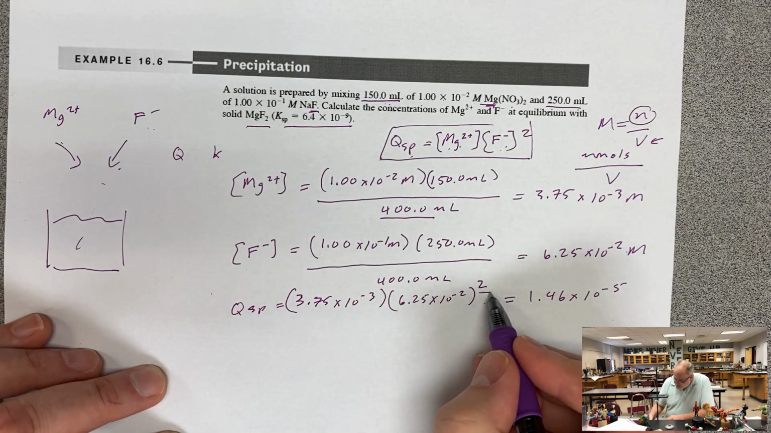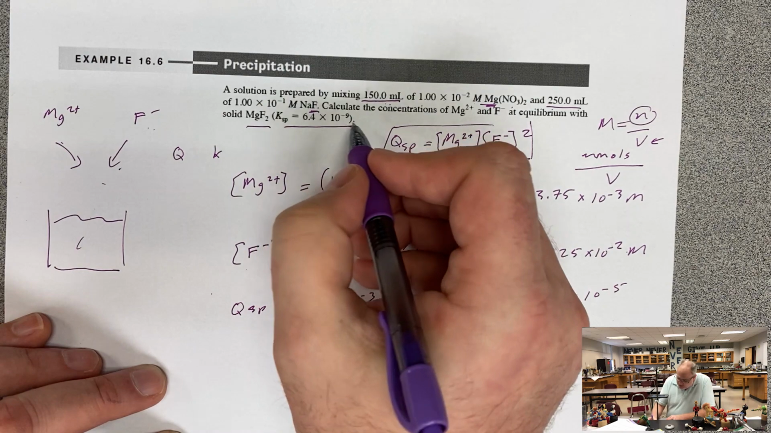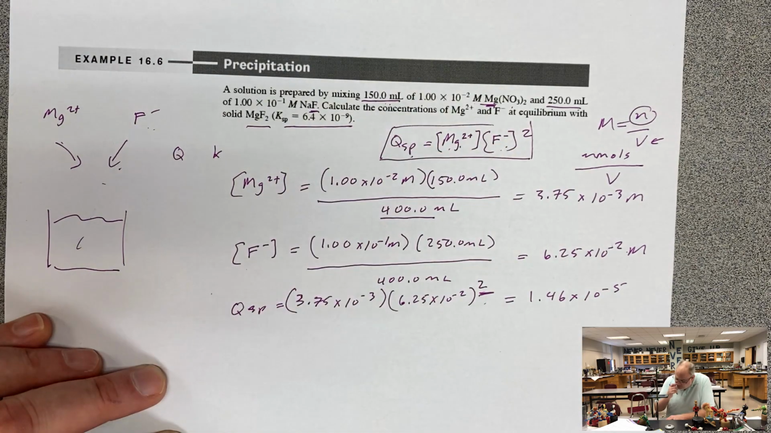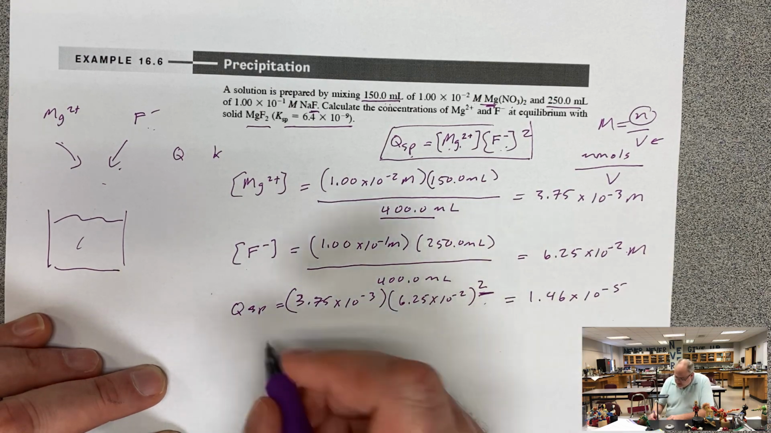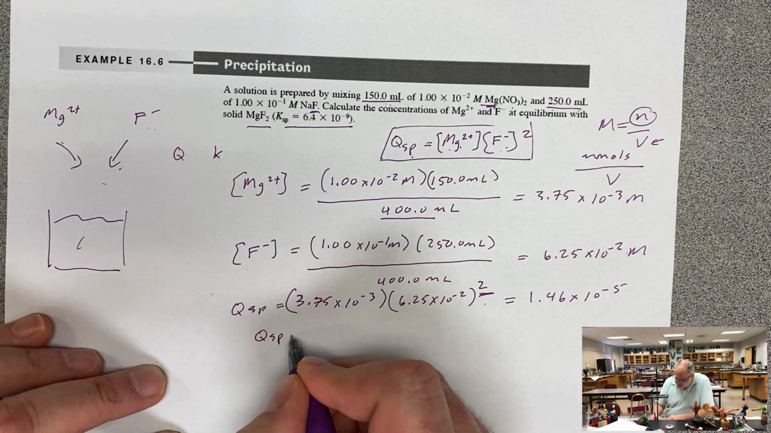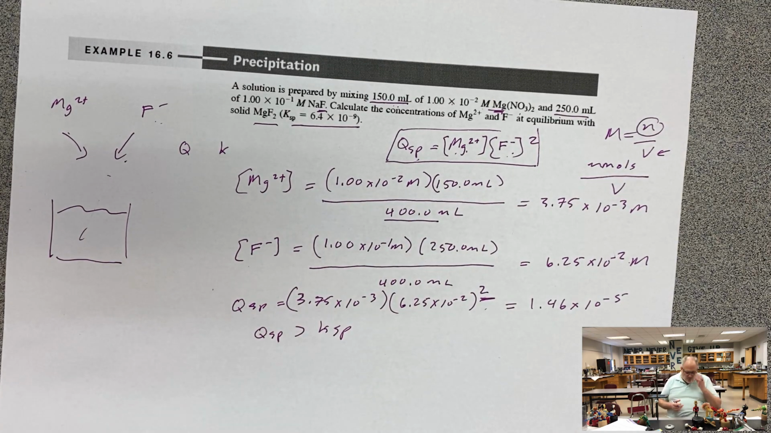And let me point out here that this is squared right now, and that's a big deal. And when we compare that to our K value, which happens to be 6.4 times 10 to the negative 9, 1.46 times 10 to the negative 5 is significantly bigger. So since our Qsp is bigger than our Ksp, we know that we're going to have a precipitate form.